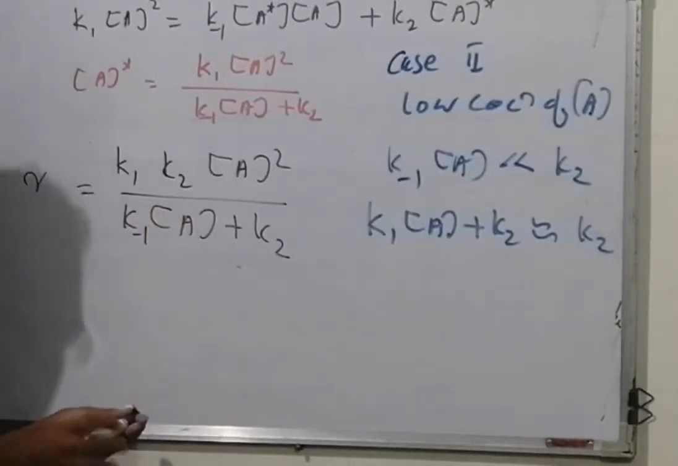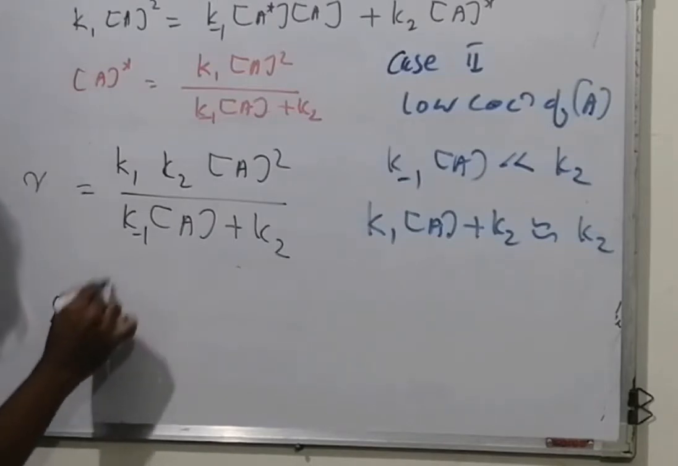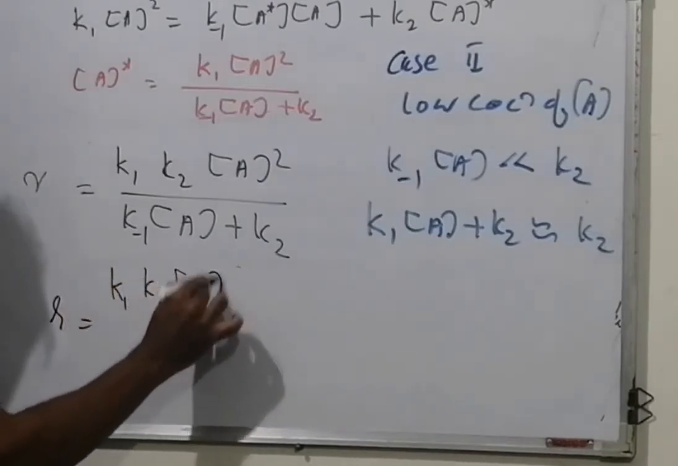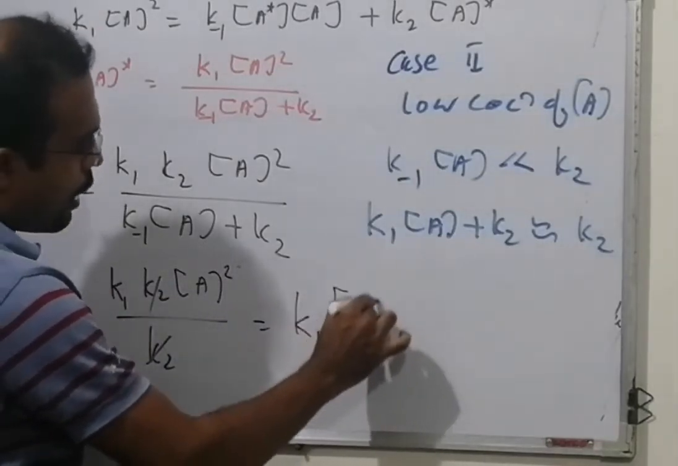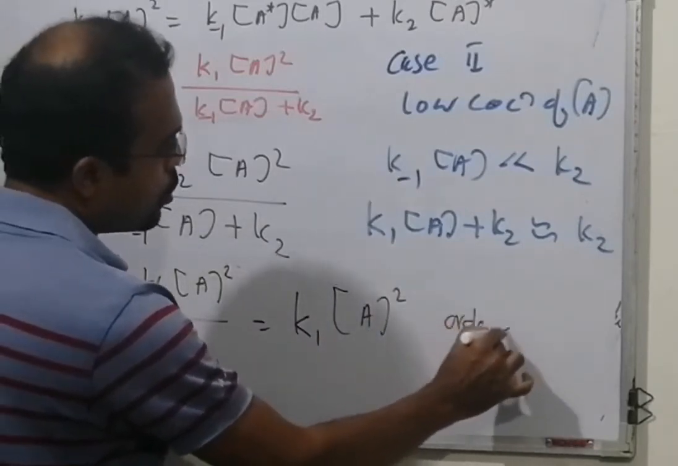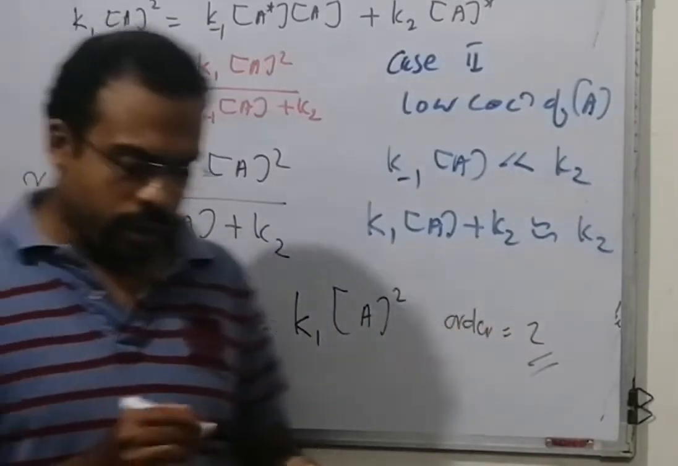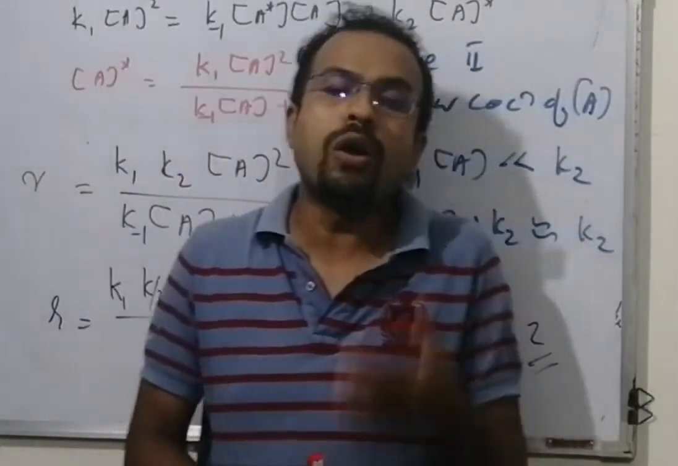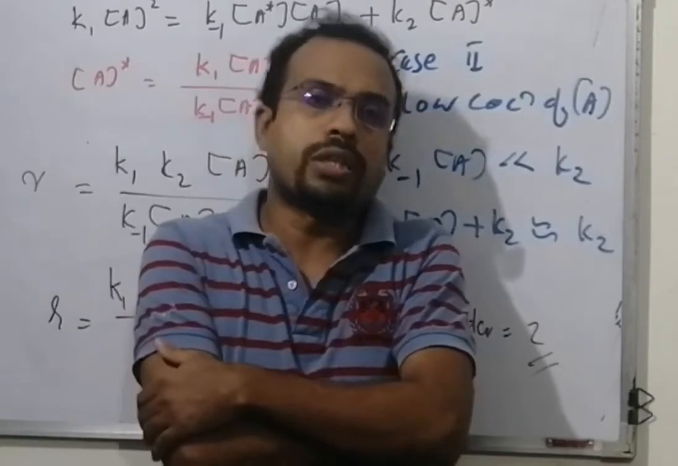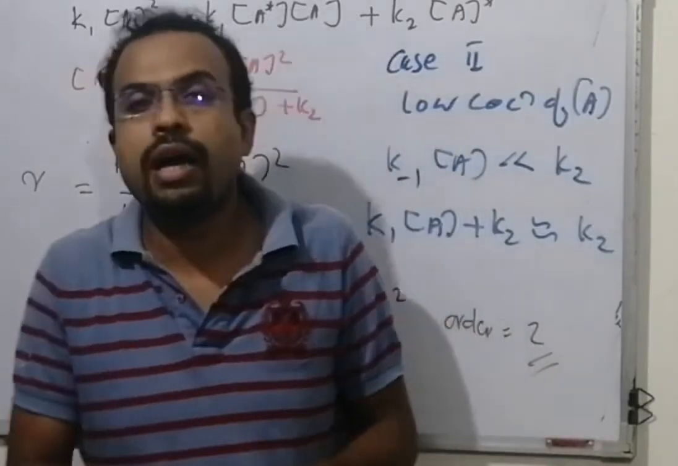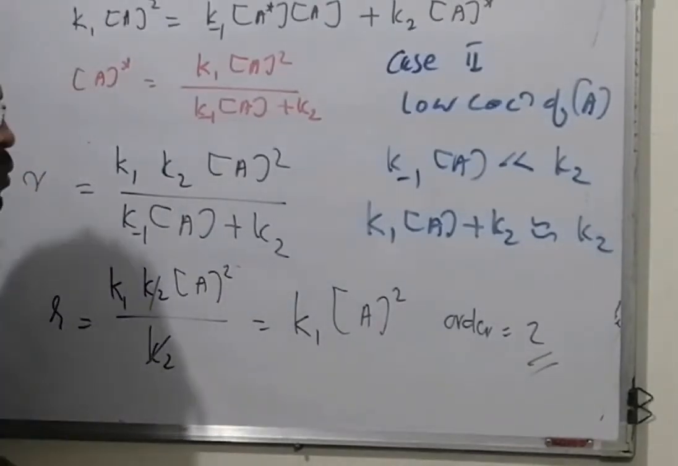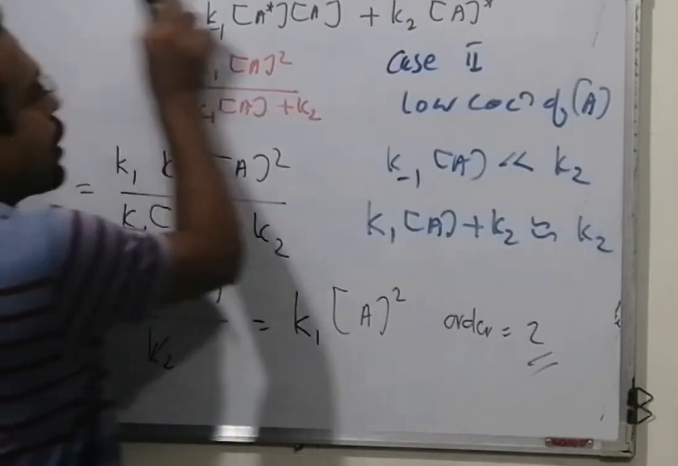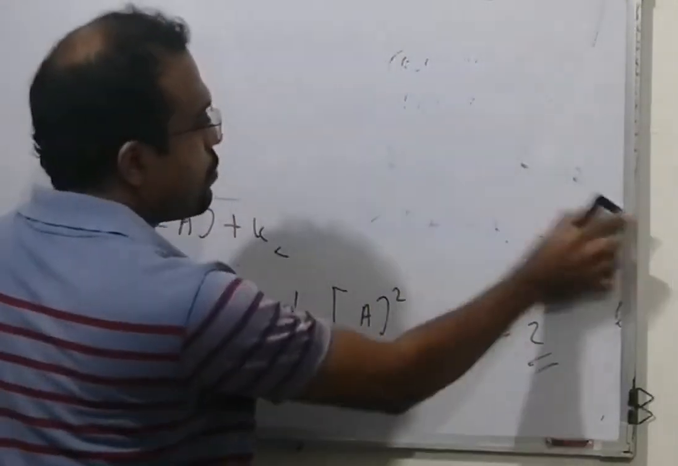When A is smaller, rate is equal to K1 K2 A square divided by K2. K2 and K2 cancelled. Rate is K1 A square, order 2. Therefore, a unimolecular reaction follows second order at low concentration of A. In between them, it has an order between 1 and 2, which we can say is fractional order. Okay? Yes. This is the Lindemann mechanism. I think this topic is clear.